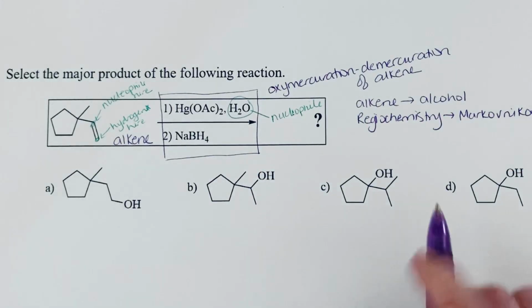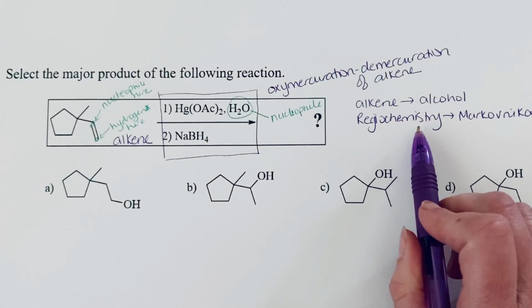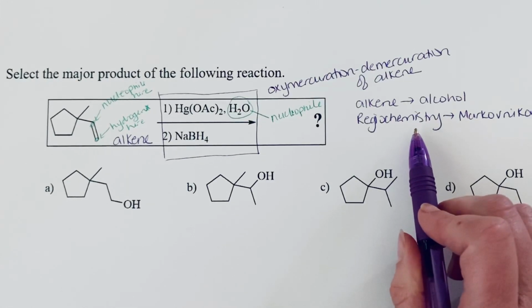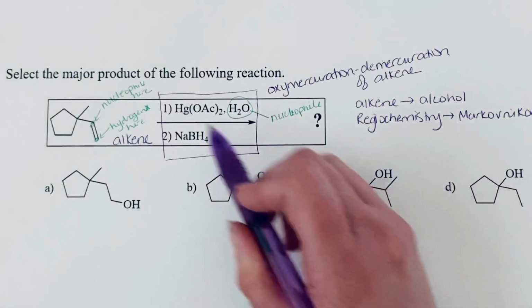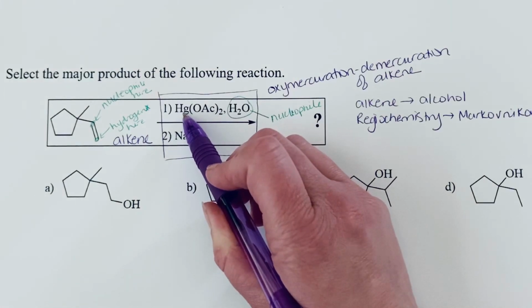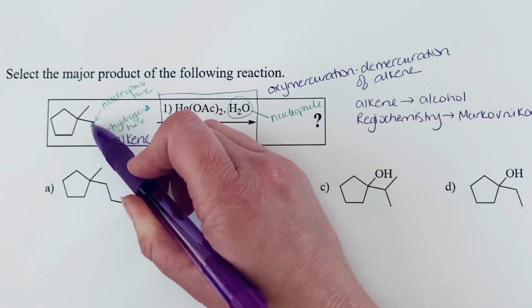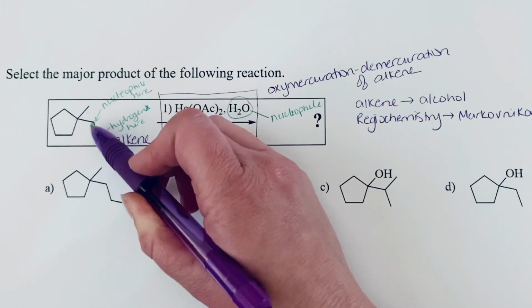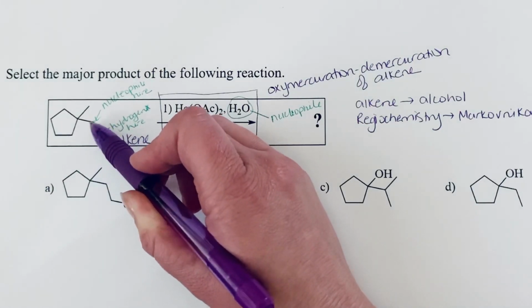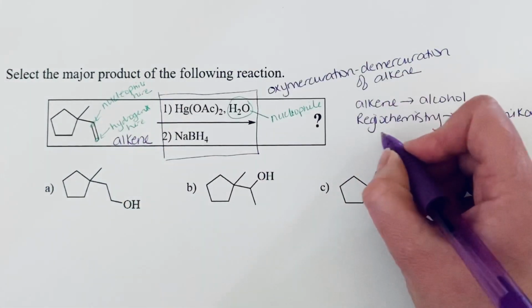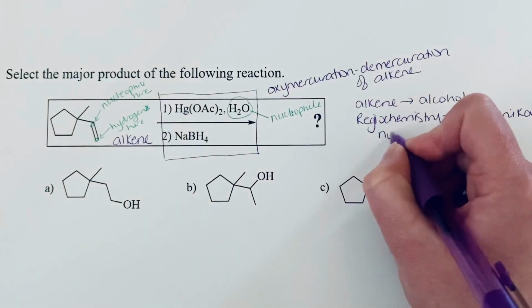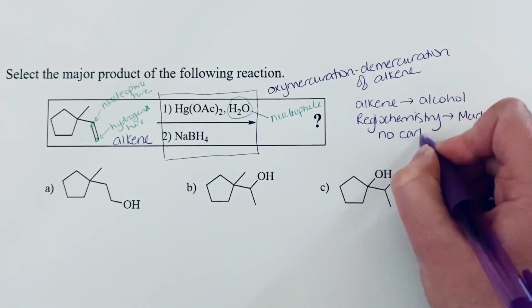Another important thing to note about the regiochemistry is that this reaction does not form a carbocation. The role of the mercury is to stabilize the positive charge that begins to form on this secondary carbon atom so that it does not rearrange. So we do not observe any carbocation rearrangements in this reaction.